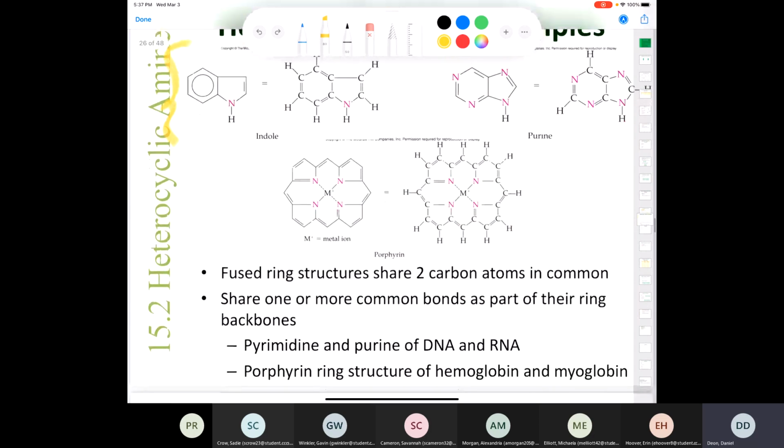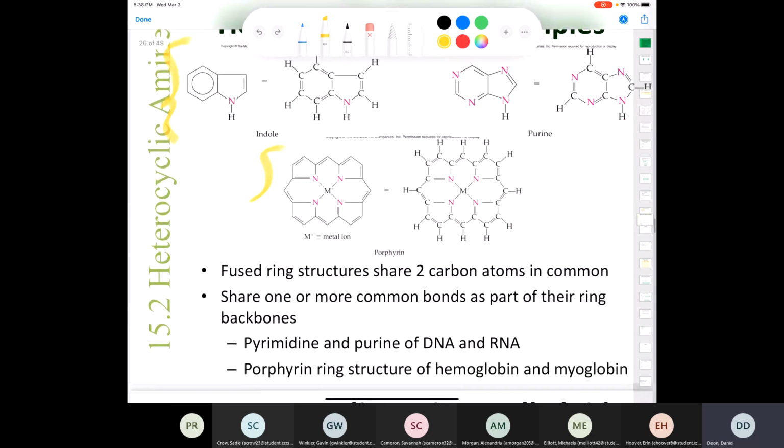Over here we have purine, and this guy down here is called a porphyrin or a porphyrin ring, where you have these 4 nitrogens, and then we have these dashed lines going to M+. Well, what those dashed lines are, it's not a covalent bond and it's not an ionic bond. It's something that we call a coordination complex. It's beyond the scope of our class.